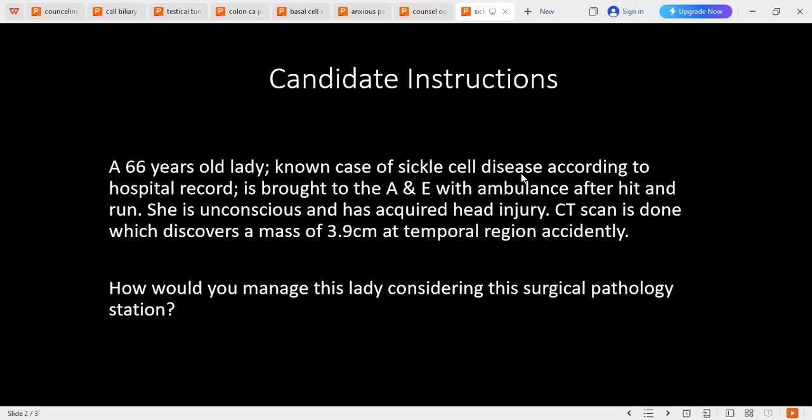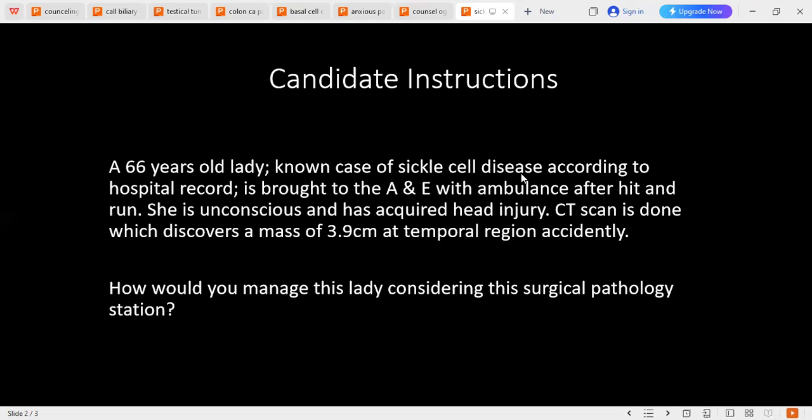Okay, this finding of a temporal region mass, do you think it has to do anything with sickle cell condition, or is it just an incidental finding? A mass can produce compressive effects in this patient. For example, in the temporal region, it can cause dysarthria in this patient.